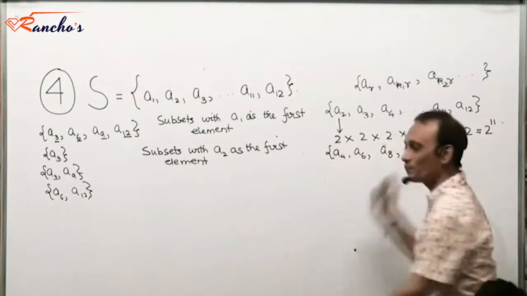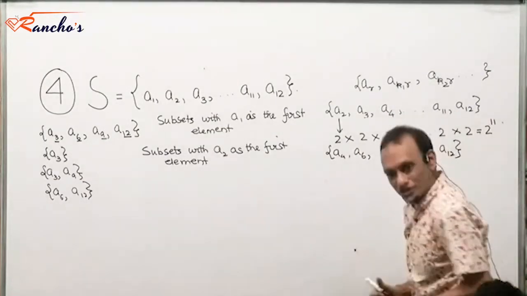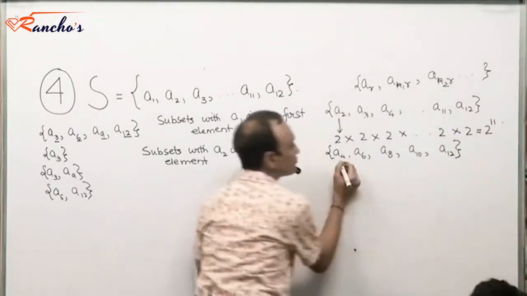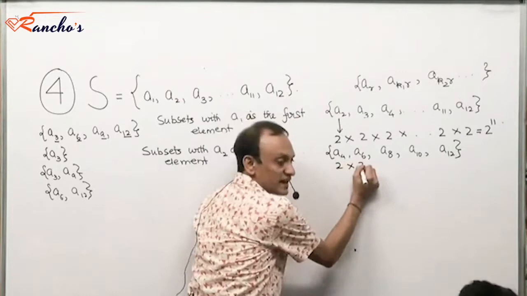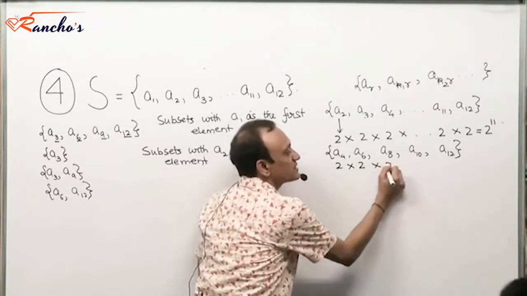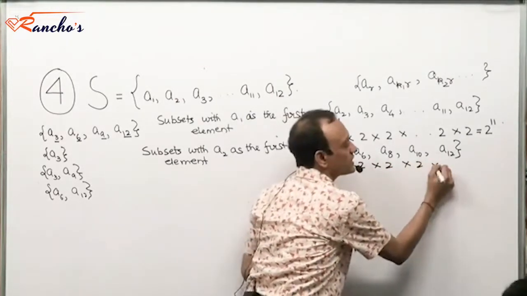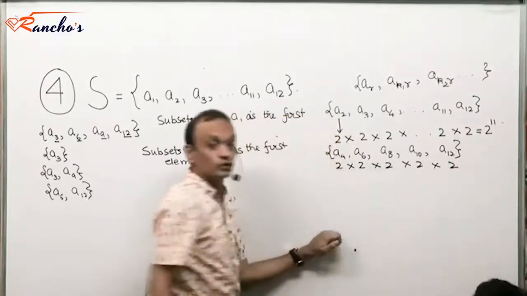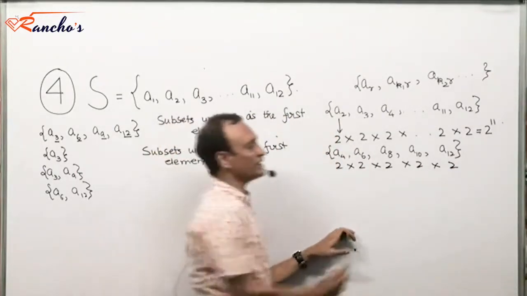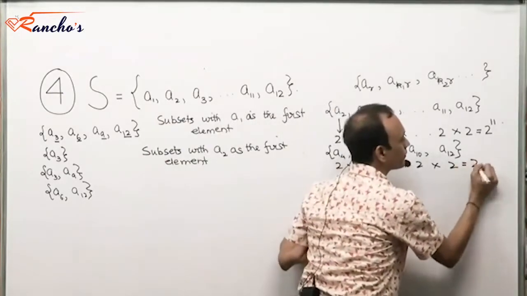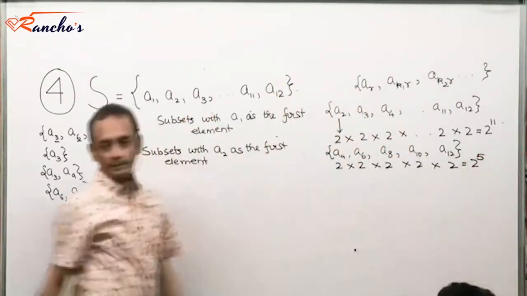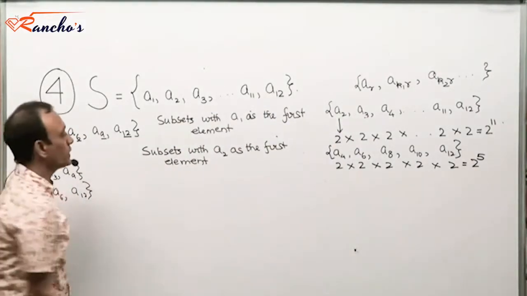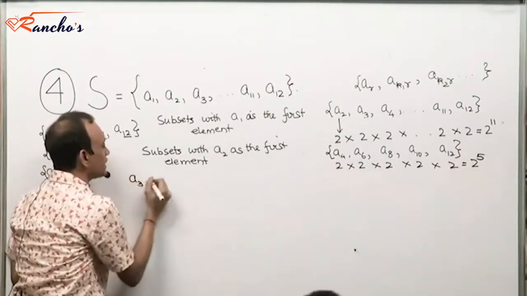Yes or no? So in constituting a subset, I'll either select A4 or not select A4. I'll either select A6 or not select A6. Select or not select, select or not select, select or not select. This is 1, 2, 3, 4, 5. 2 to the power 5, right? With A2 as the first element.